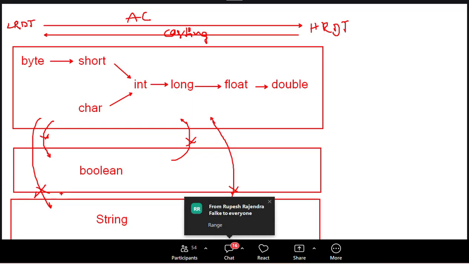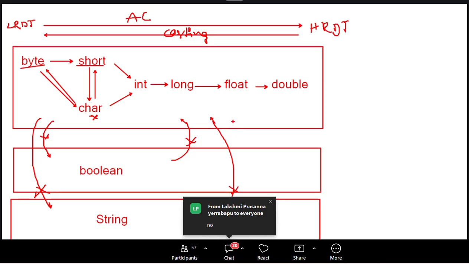Next, these are the points we discussed. Is it possible to assign char to short or short to char? No. Byte to char or char to byte? No, because of the range problem. Byte has a negative number, cannot store in char. Short has a negative number, cannot store in char. So these are the points you must remember.